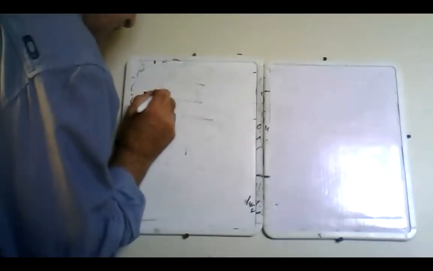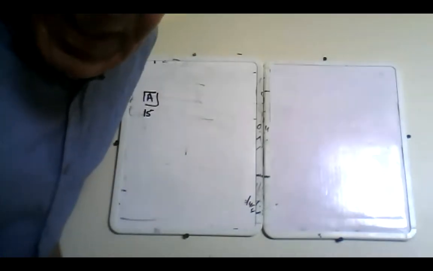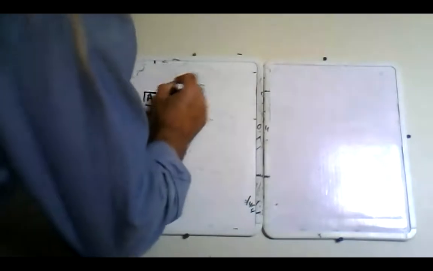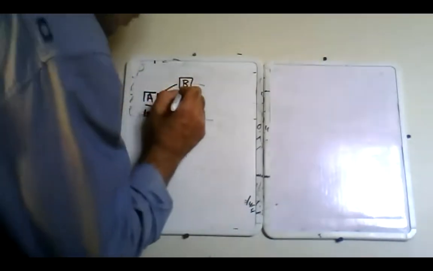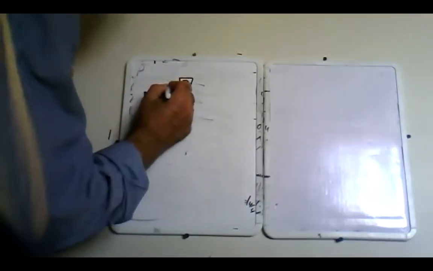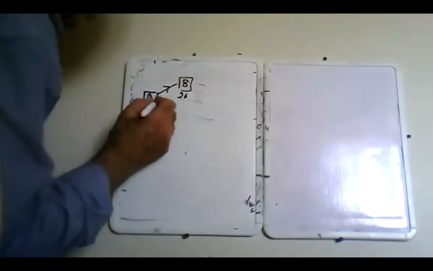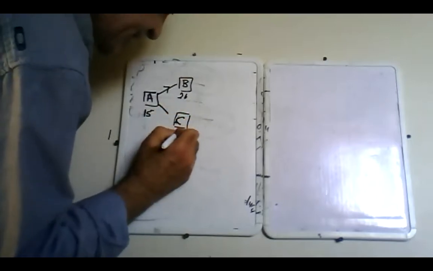So I have first stage A, 15 seconds. I will draw it like this, A, and write 15 seconds. Then I have after this B, 26 seconds, and before it is A. Here is B. B stage is 26 seconds, preceded by stage A. Okay, how about C? C is also 15 seconds, and it is preceded by stage A.